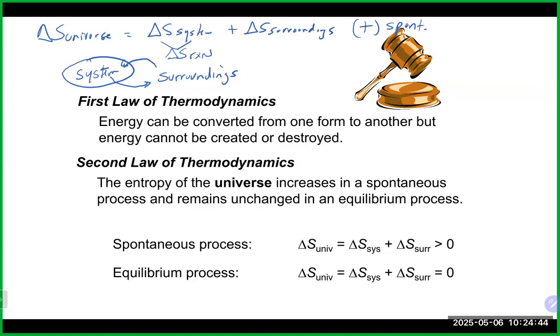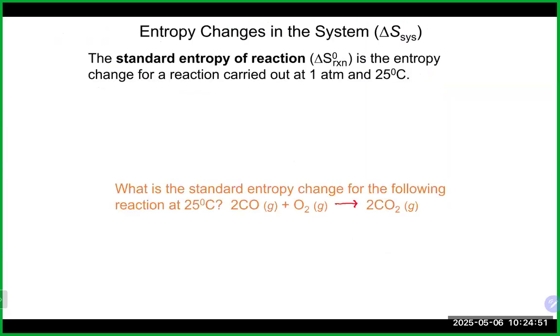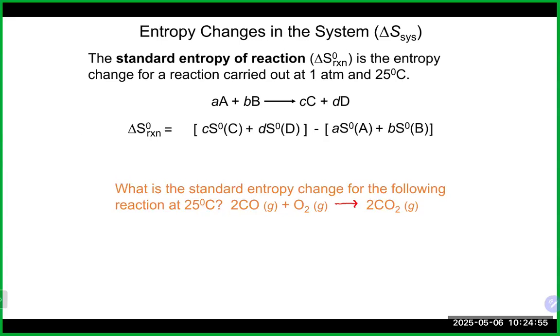Now, we will talk about for each of these how we calculate the delta S of the system versus the surroundings. So let's start with that so we know how to get to the universe. So we're going to start with the delta S of the system. And the way that we calculate that, the delta S of the reaction, which again, as I mentioned, is sometimes what you're interested in, we calculate really by just taking our products minus our reactants.